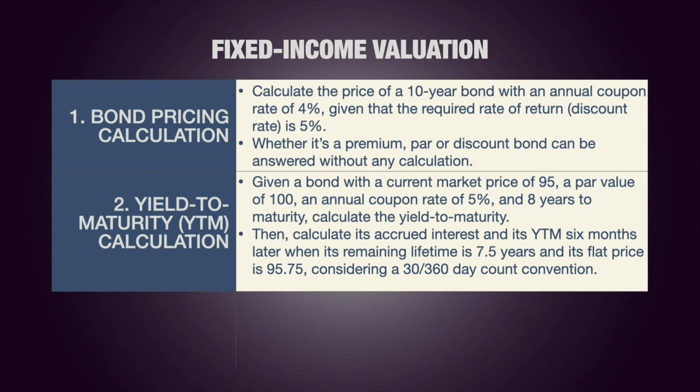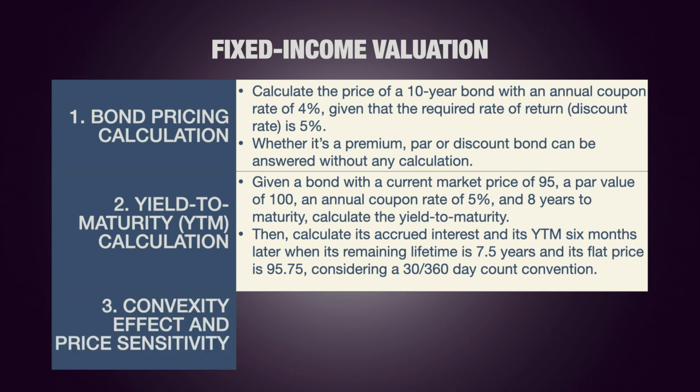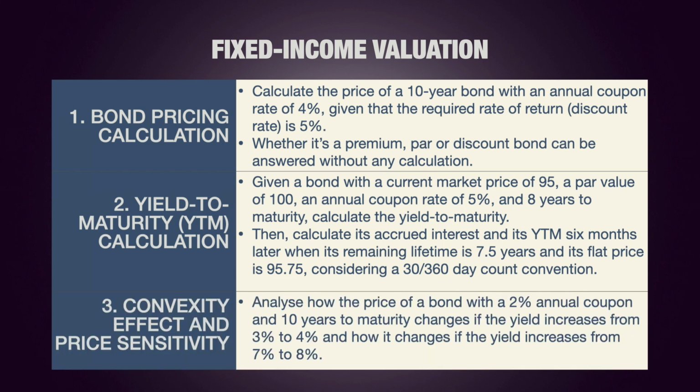And 3, lastly, I ask you to analyze how the price of a bond with a 2% annual coupon and 10 years to maturity changes if the yield increases from 3 to 4%, and how it changes if the yield increases from 7 to 8%. Now, pause the video and get back when you want to check your answers.